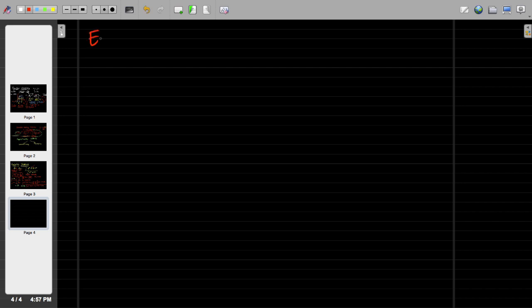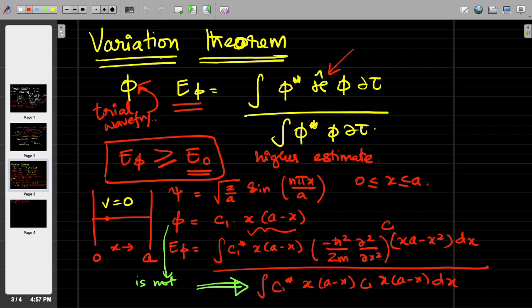So E phi is going to be C1 star times C1 integral x into a minus x. We can also write minus h cross square by 2m outside times the second differential of x into a minus x square. You realize that the second differential of this term would go to 0 because the first differential will be a constant a, the next differential will go to 0. In this case you are going to get minus 2x and the next differential will be equal to minus 2.